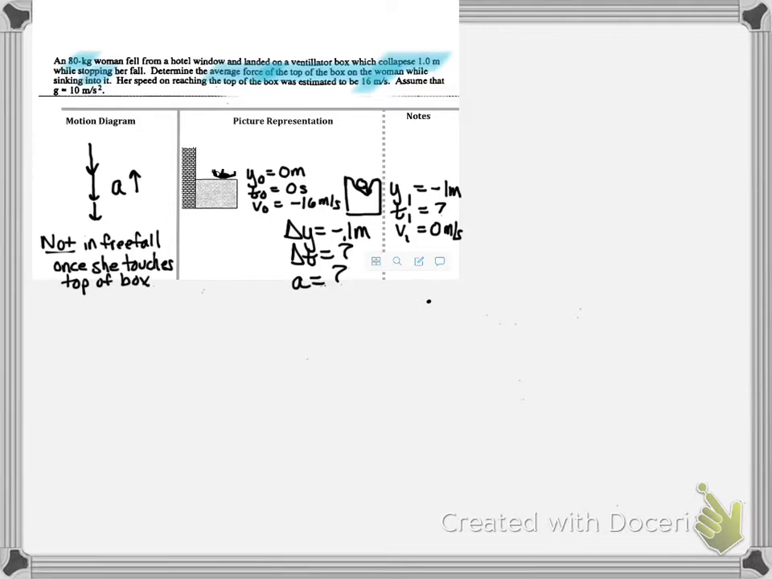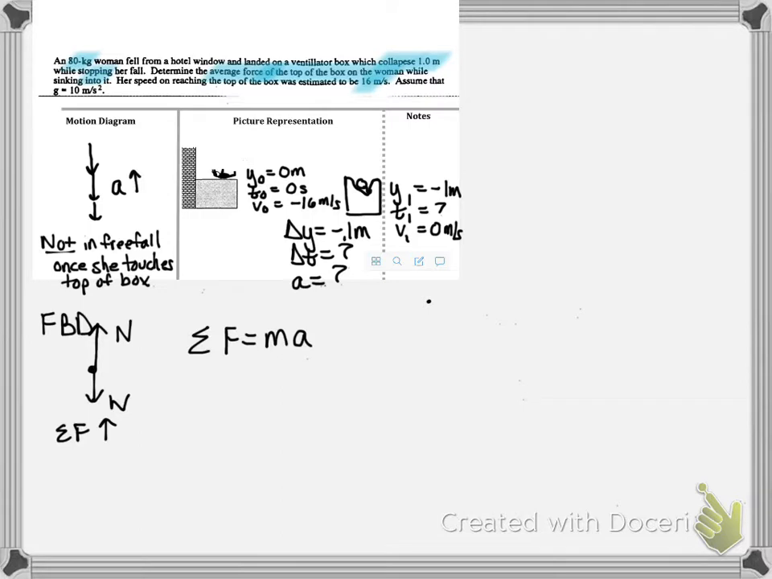We don't know a. So we know that there are forces involved, so we're going to draw a free body diagram, of course. I start with the weight. And then what do I know about the normal force? Normal force is going to be pushing up on the woman by the box, but I draw that vector longer because I know that my motion diagram said her acceleration is up. Therefore, the net force is up. Therefore, normal force has to be greater than her weight. That's the only way I could draw a free body diagram that would be consistent with my motion diagram.